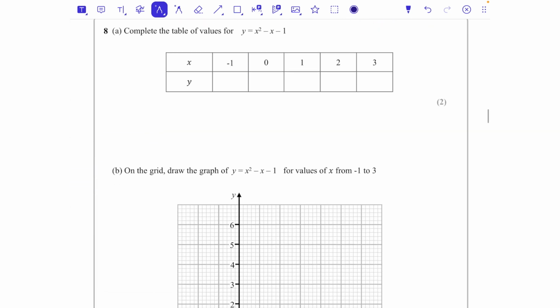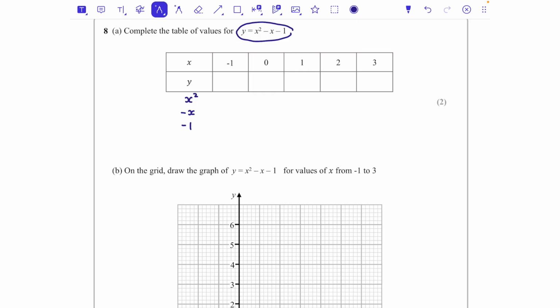Question number 8. Complete the table of values for y equals x squared minus x minus 1. So this is the rule that we're going to use. To get the y value, we need to take x, square it, take it away, and then take away 1. Now you might find it helpful underneath here to do x squared, minus x, and minus 1 separately. And then we can add those three things together and get y, okay? So that might be helpful.